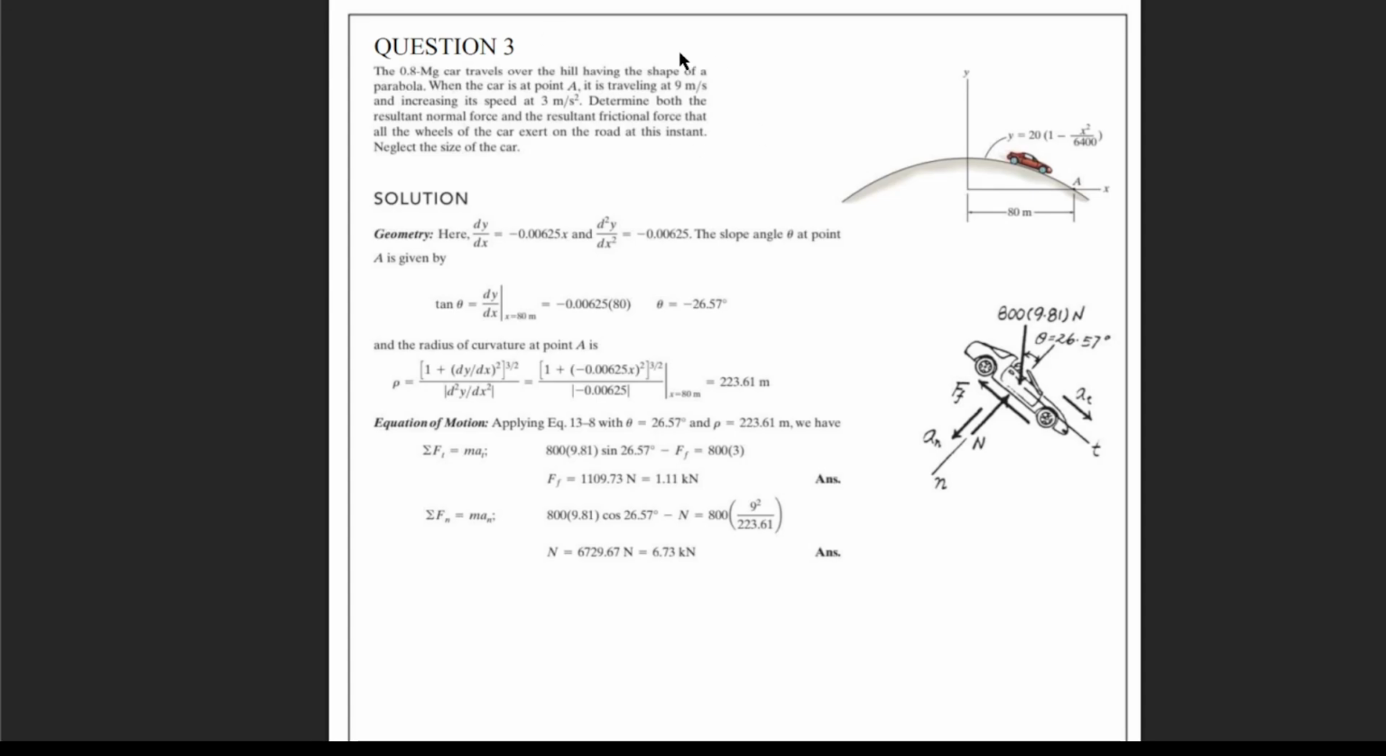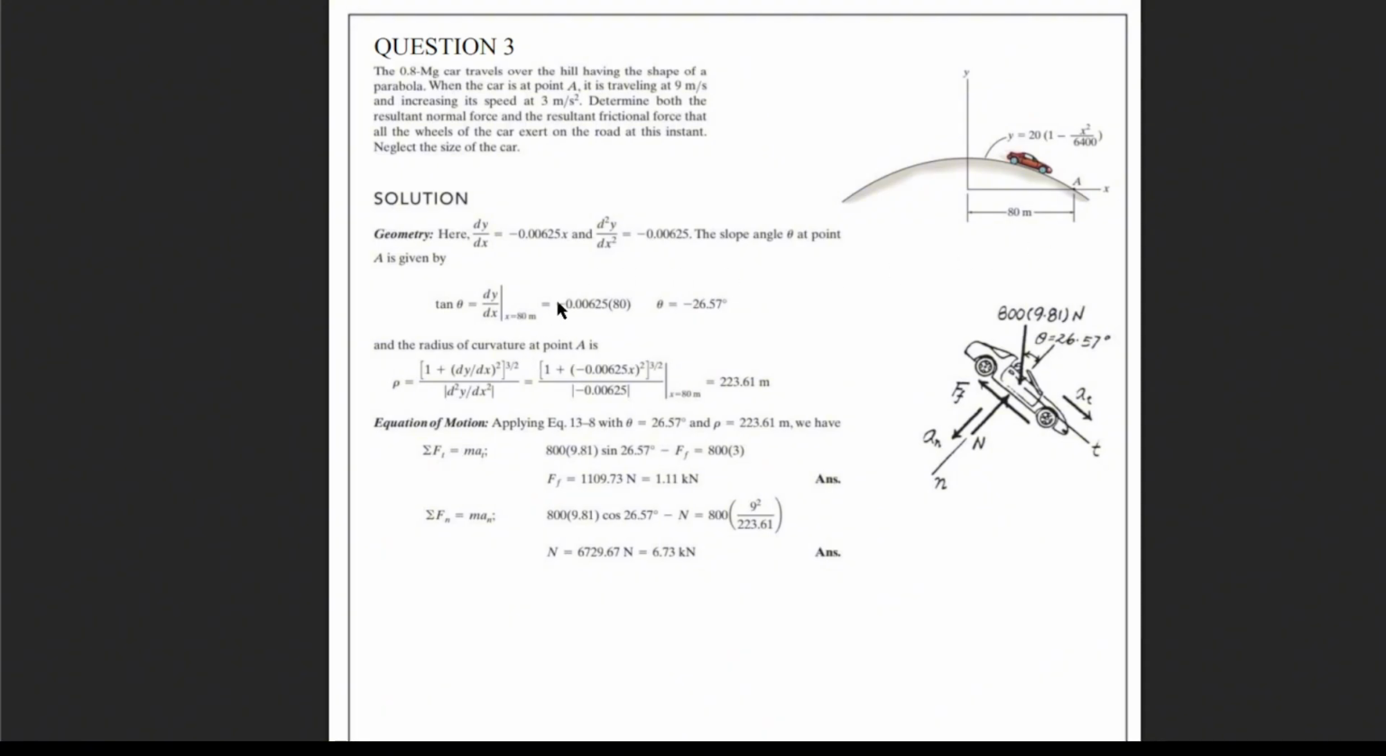For question 3, first we need to draw the free body diagram. Then we need to find the radius of curvature at point A. So this is the formula. We need to find the derivative of y, which is negative 0.00625x, and the second derivative of y, which is negative 0.00625, and x is given as 18 meters.